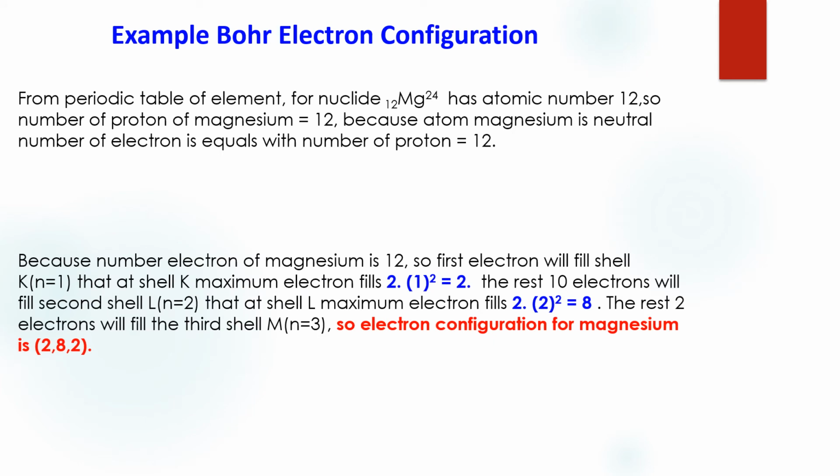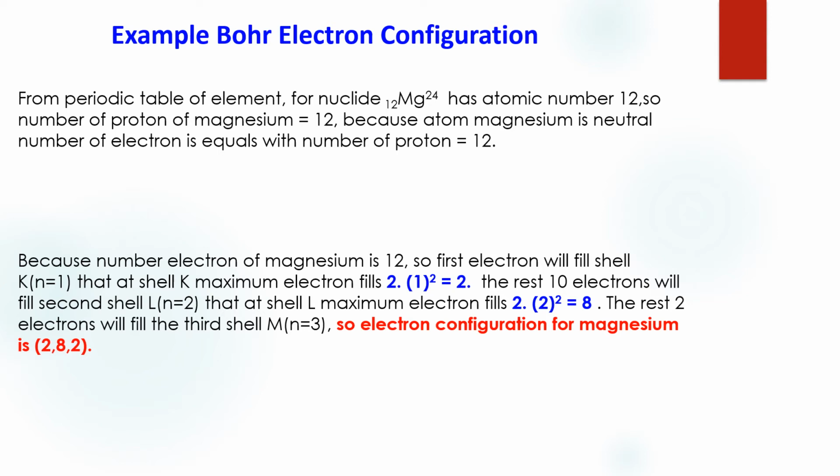Because magnesium has 12 electrons, first electrons fill shell K, n equals 1, where the maximum is 2 times 1 squared equals 2. The remaining electrons fill the second shell L, n equals 2, where the maximum is 2 times 2 squared equals 8. So the atom already has 10 electrons filled, and there are 2 electrons remaining. The remaining 2 electrons fill the third shell M, n equals 3. So the electron configuration for magnesium is 2, 8, 2.